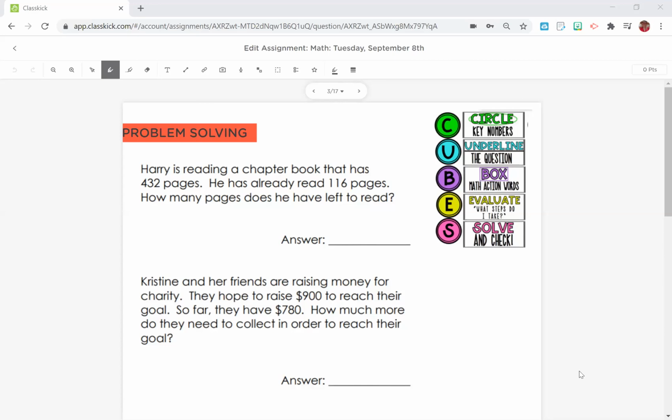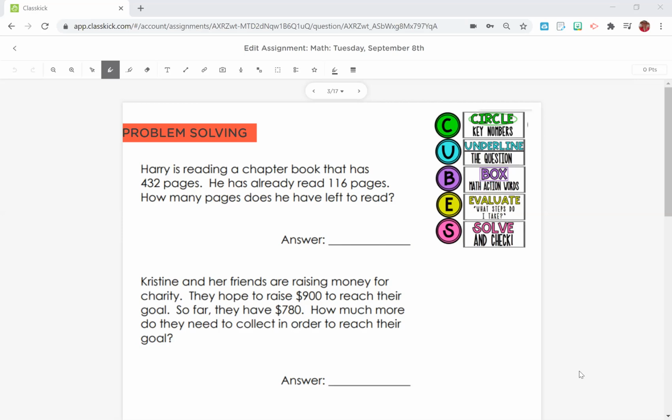Harry is reading a chapter book that has 432 pages. He has already read 116 pages. How many pages does he have left? Now this is very similar to one that we did last week when we were trying to add pages together, but this week we will be subtracting. Our key word here is left.